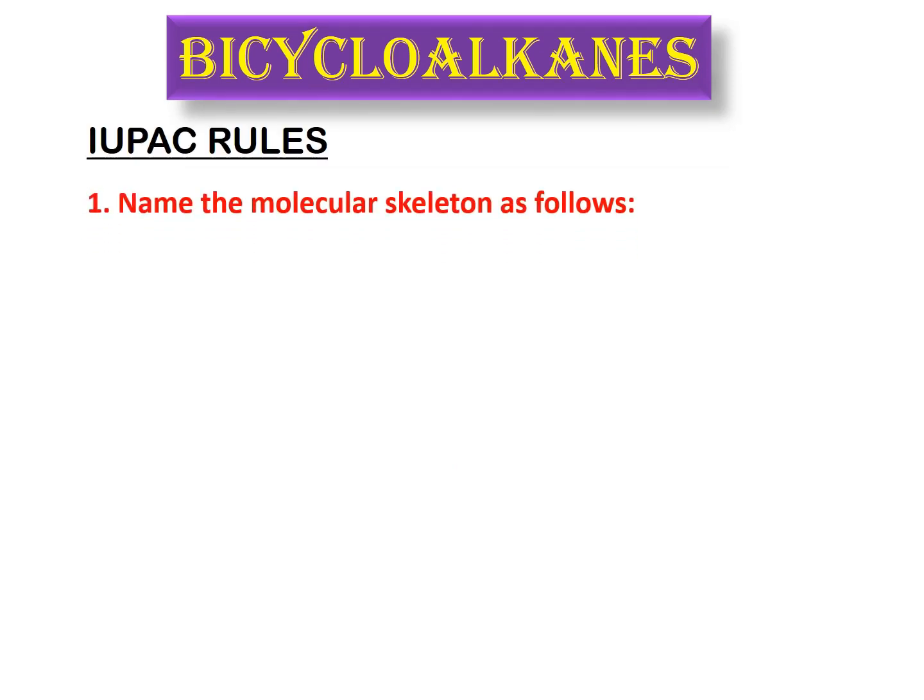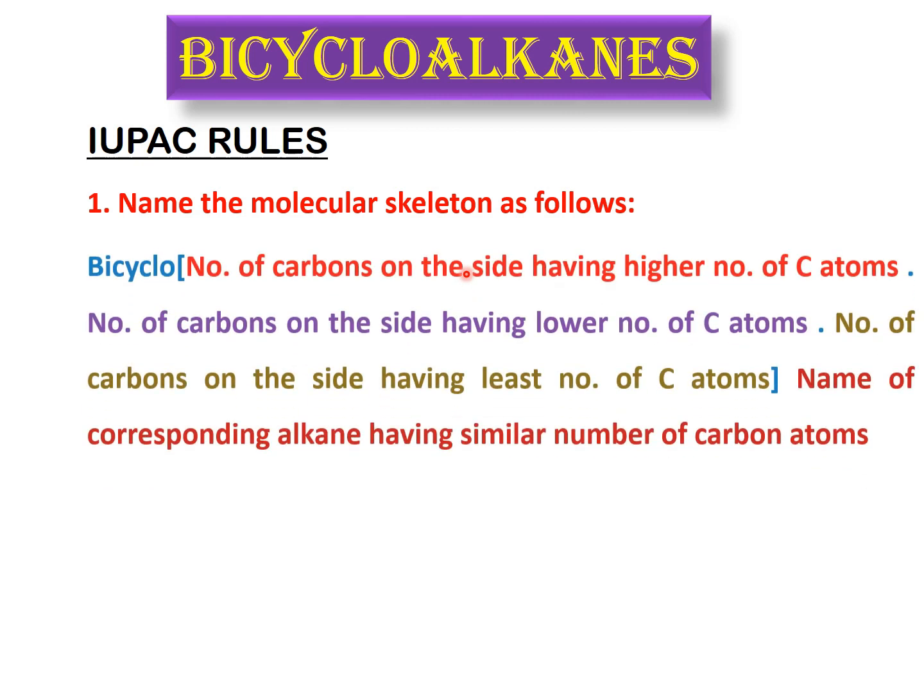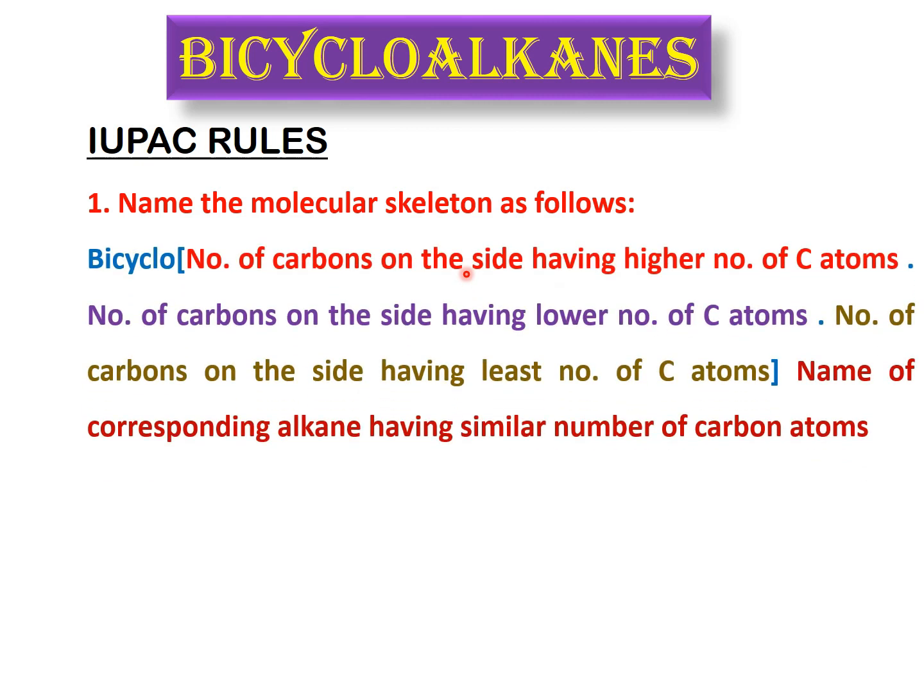First you need to know how to name the skeleton of a bicyclic molecule. This is how you can name the skeleton. First you have to write the prefix bicyclo, followed by the square bracket. Now in the square brackets you have to write some figures, and that would be the number of carbon atoms on the side having higher number of carbon atoms.